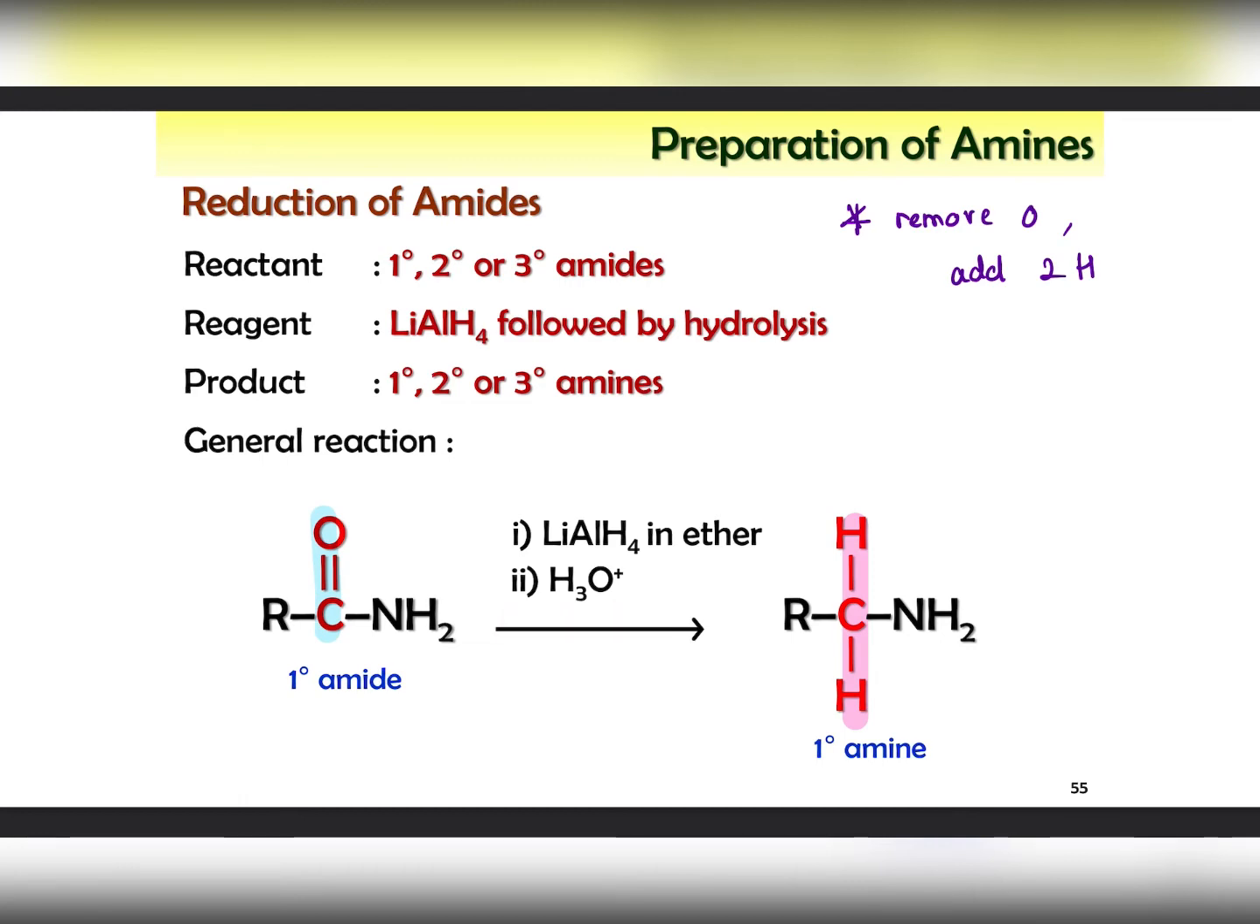So amide is when you have C double bond O and then NH2 bonded to alkyl group. And then when you react with this reducing agent, you can form primary amine. Okay, sebab basically this C double bond O, dekat bahagian C double bond O sini, dia akan jadi CH2.